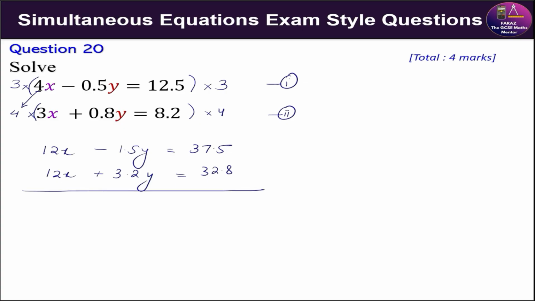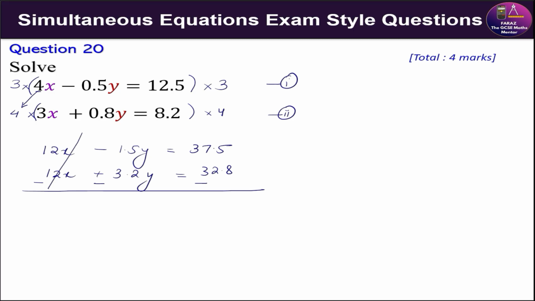Alright. Now to do the elimination, you know that if two signs are the same, as we made the x coefficient the same, so it is plus 12 and plus 12. So to do the elimination, you have to change the sign of the second equation as both are plus. So you have to make this 12x negative, and this plus 3.2y will become negative 3.2y. It is plus 32.8, that would become negative 32.8.